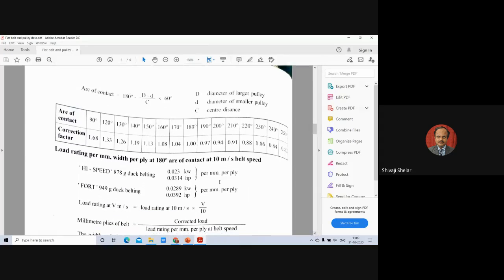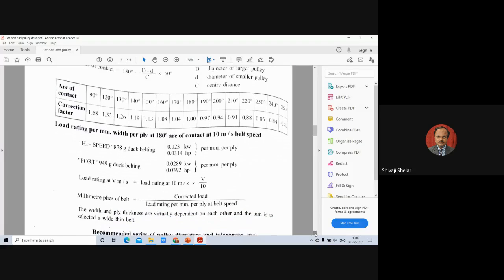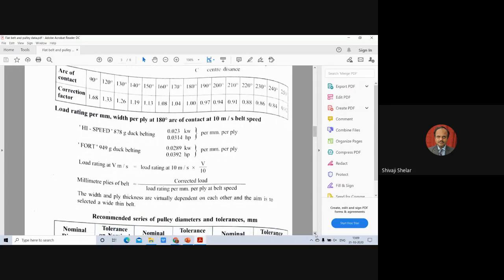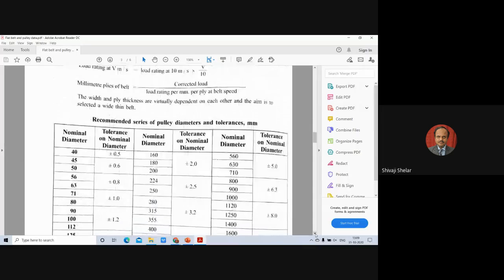So I am going to explain this again when you will be solving the actual problem. At that time I will explain this concept. This is a slightly complicated concept, so I'll explain with the application, with the problem. Then you will have tolerances.